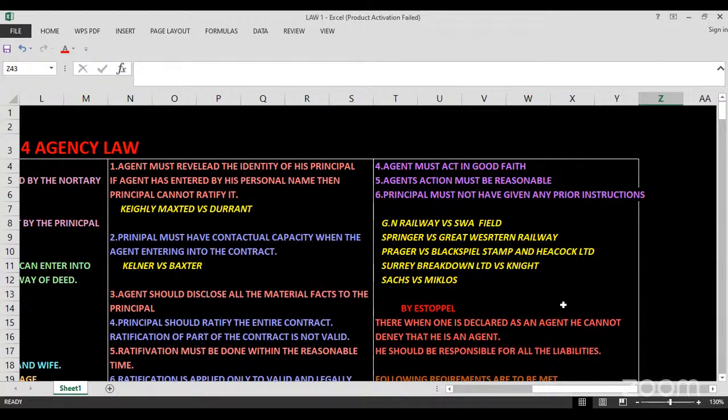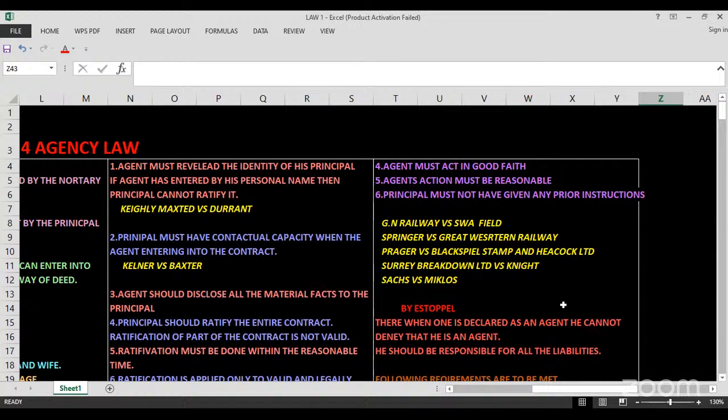The fifth one: the agent's action must be reasonable. What the agent does should be reasonable, not a foolish thing. There must be a reason why this person is acting like that, why that person went for such a contract. Can we accept that? Is there a reason behind that? So the agent's work should be reasonable and acceptable.